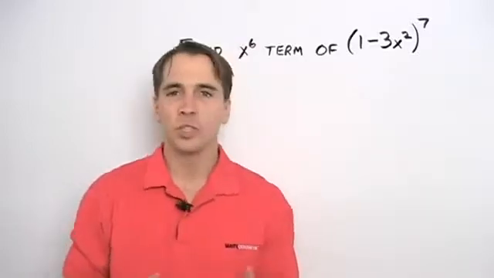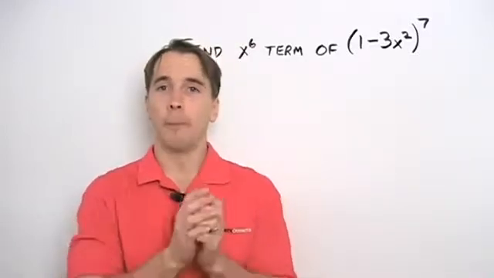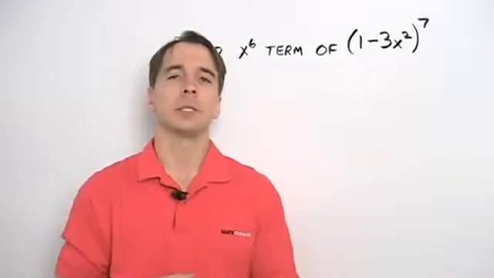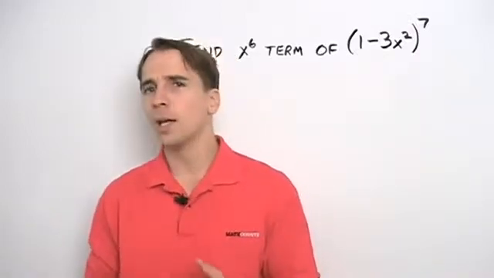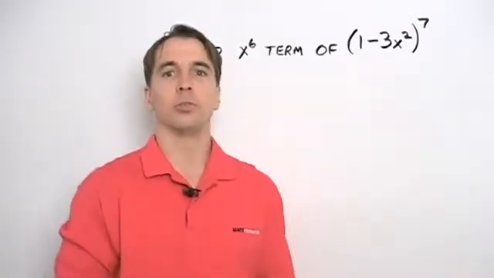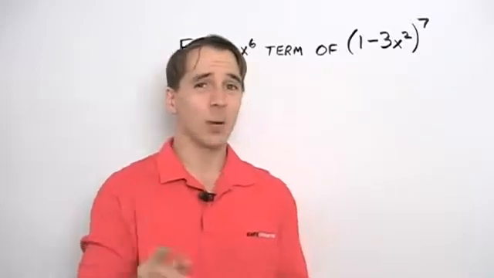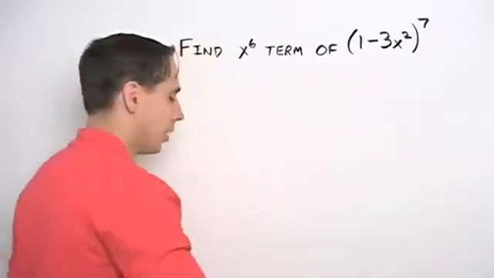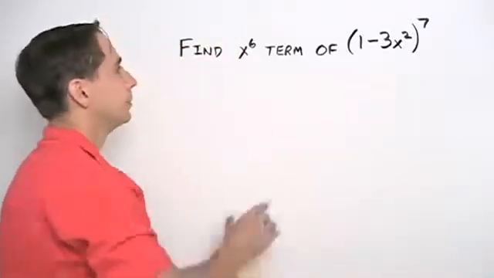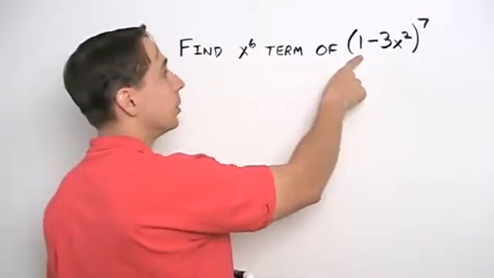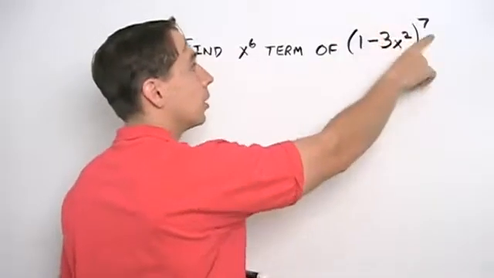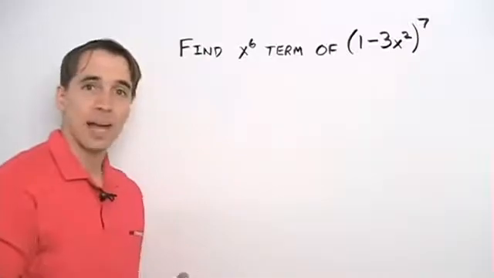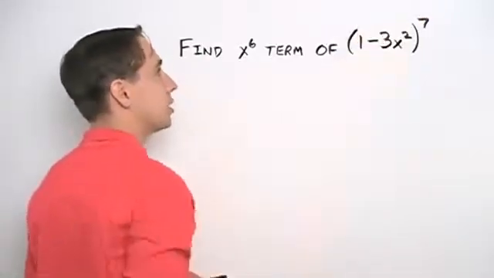In our last lesson, we saw how to use the binomial theorem to multiply out powers of binomials. In this lesson, we're going to see why understanding why the binomial theorem is true can save us a lot of work. We like saving ourselves a lot of work. Here's the problem. We're going to find the x to the 6th term of a 1 minus 3x squared quantity raised to the 7th power. So we're going to take this whole quantity, raise it up to the 7th power.